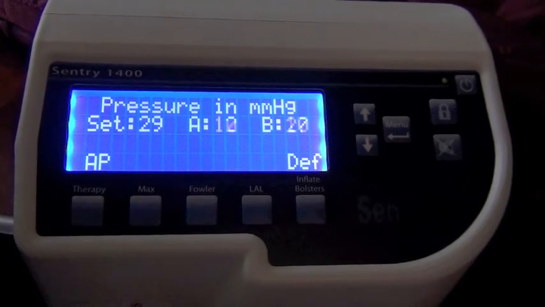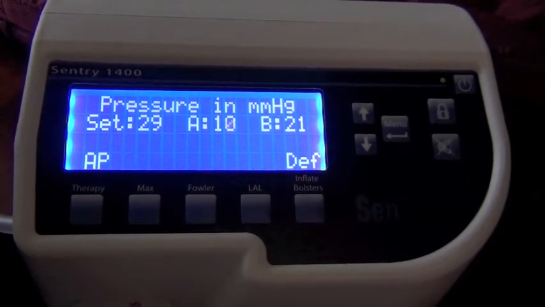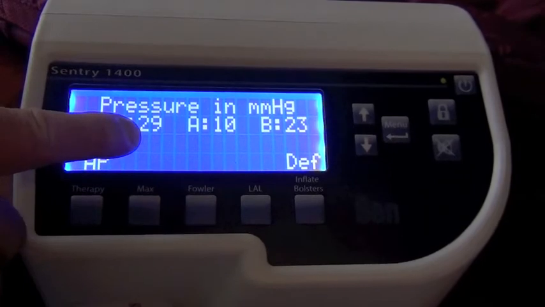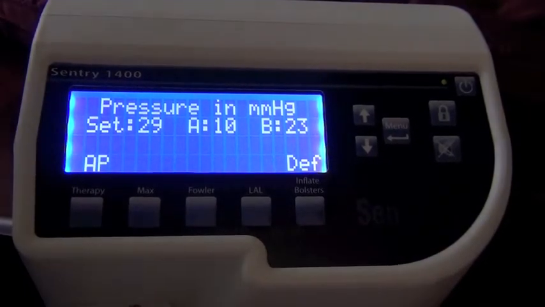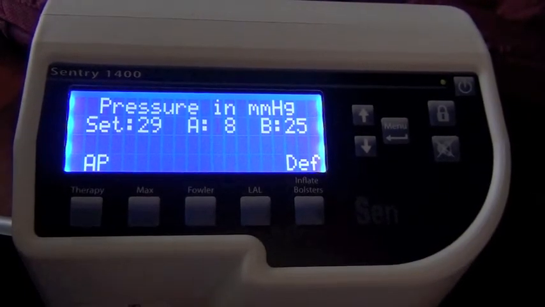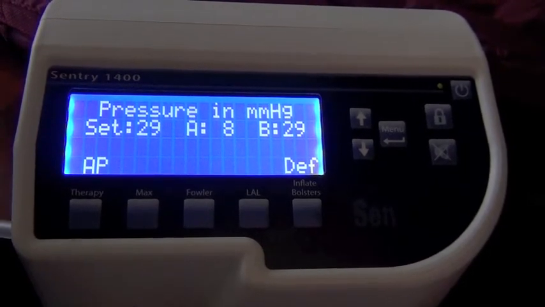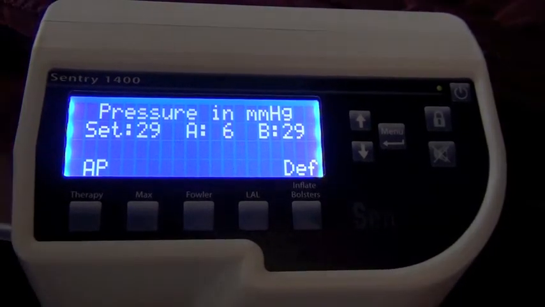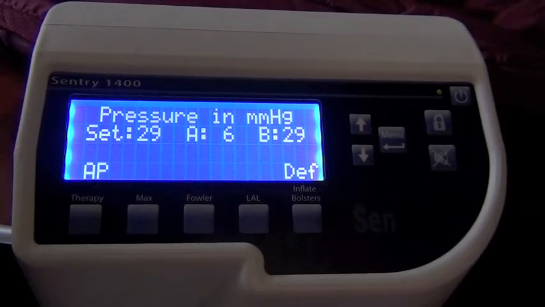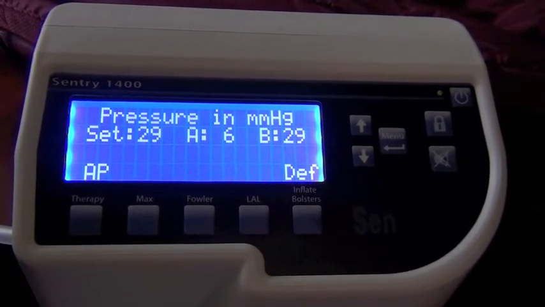If I switch therapy now to AP, that setting is much higher now. Our set pressure is much higher because at any given time we're only going to be using half the pillows in the system. And if we're only using half of those 20 pillows to support the patient, obviously the pressure in each pillow has to be higher to do that.